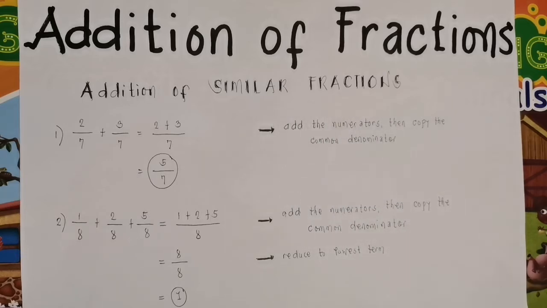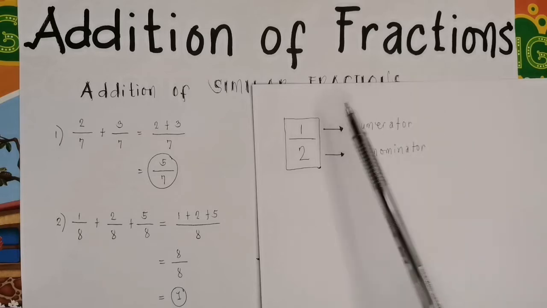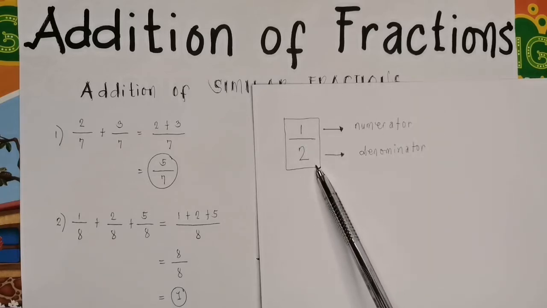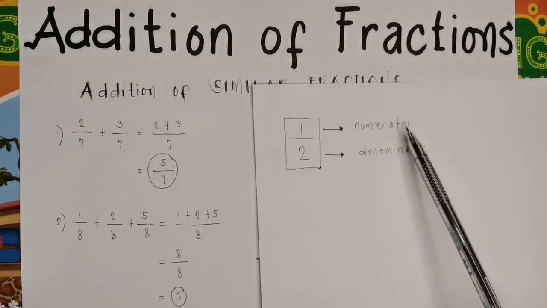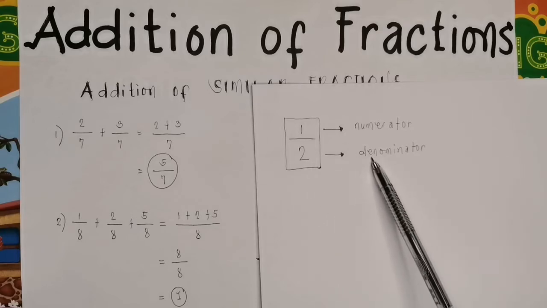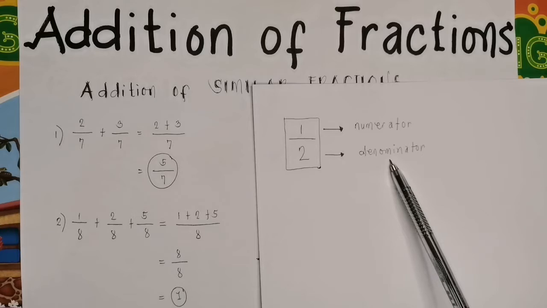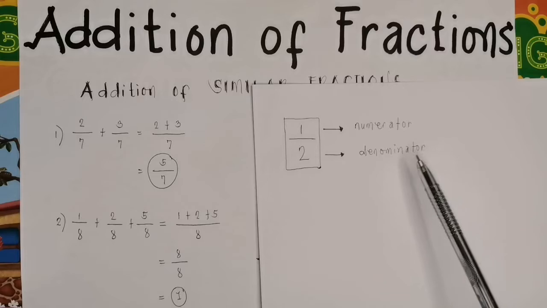Later, we can encounter terms such as numerators and denominators. Okay, let's review first. If we have 1/2, 1 is called the numerator, the upper part of the fraction, and then 2 is called the denominator. So take note, we'll be talking numerators and denominators later.